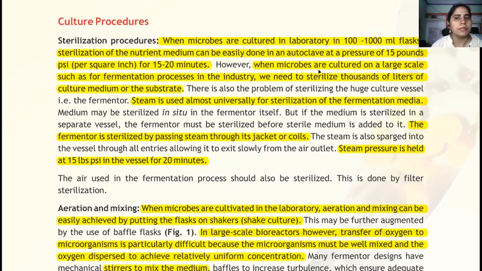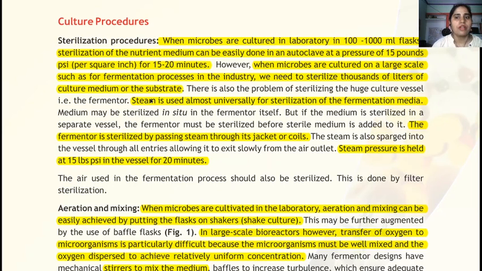What is a fermenter? In the next topic we are going to discuss the fermenter. A fermenter is also called a bioreactor. Clear? A fermenter or bioreactor is a vessel in which we use the media for sterilization, and it is also used for culturing microorganisms in the laboratory and in industry.